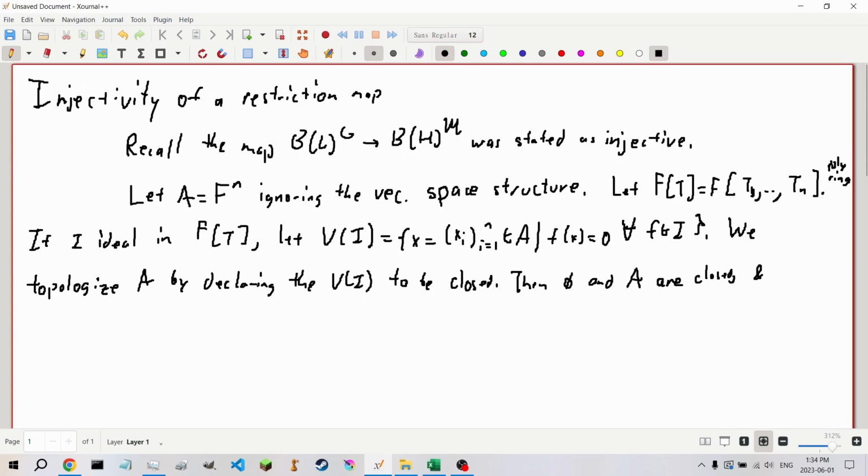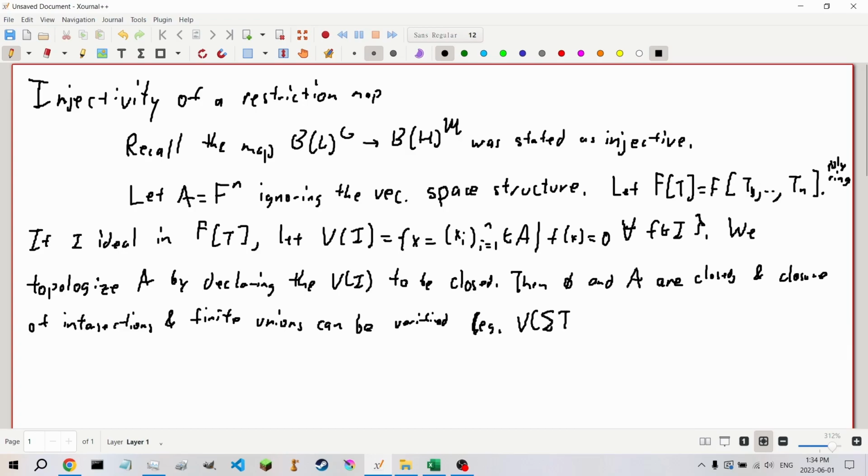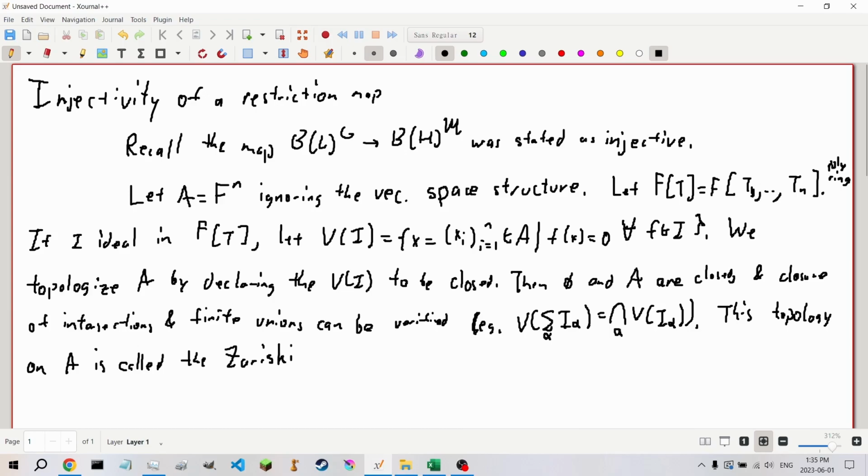And the closure under intersections and finite unions can be verified. For example, you can get started by seeing that V of the sum of ideals I_alpha over some alpha is the intersection over those alphas of V(I_alpha), and so on. This topology on A is called the Zariski topology. Don't know if I'm saying that name right. I never know if I'm saying any name right.